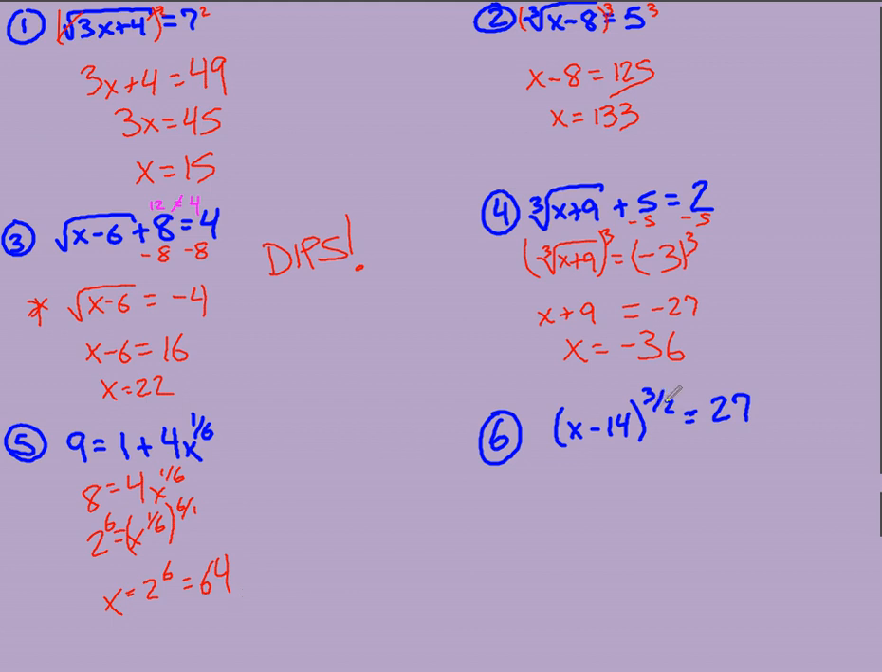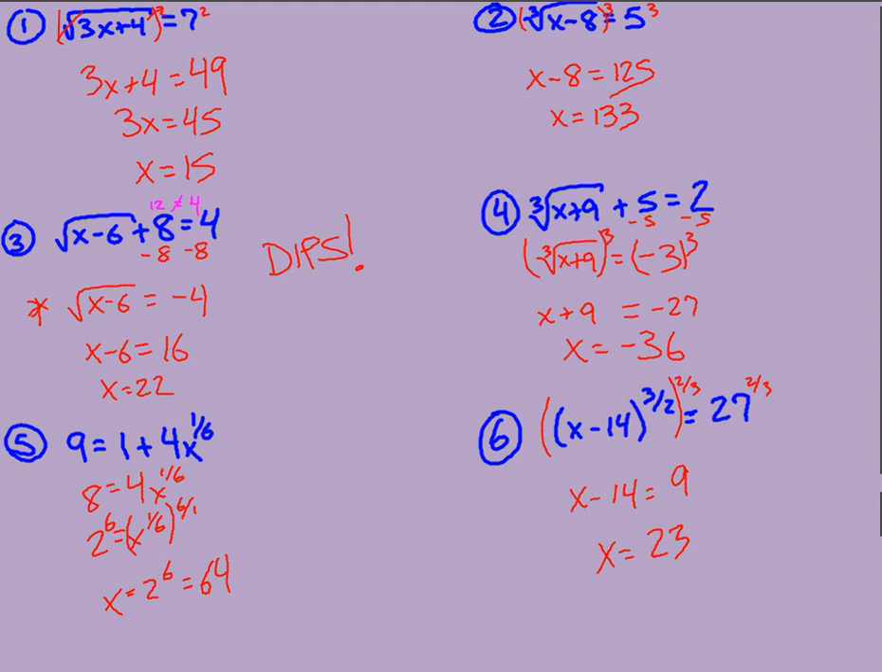Number 6, I already have the rational exponent by itself. So now we'll just raise that to the 2/3 power on both sides. Those will cancel out, leaving you with x minus 14. I need to say, what is 27 to the 2/3? Remember, it's always power over root. So do the third root of 27, which is 3, and then do the second power of that. 3 squared is 9. So then just add 14 to both sides. X equals 23 is your answer.